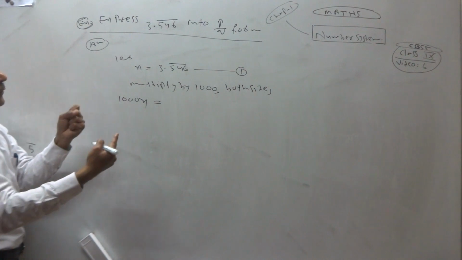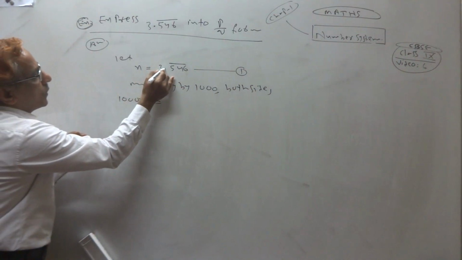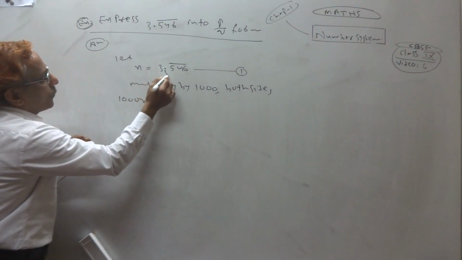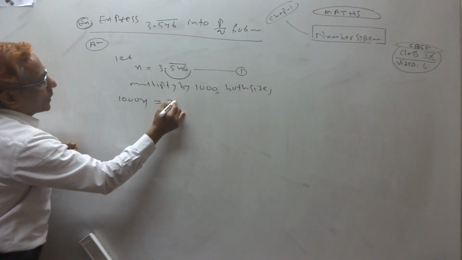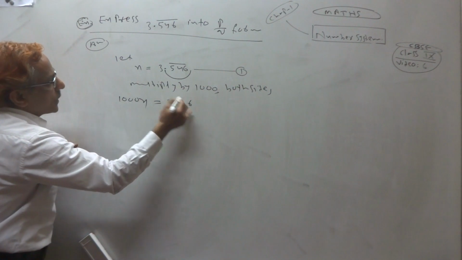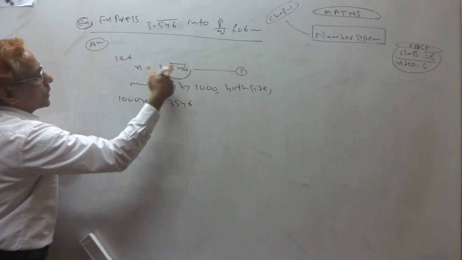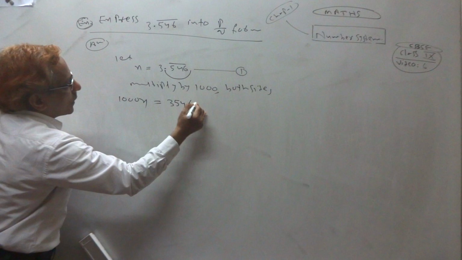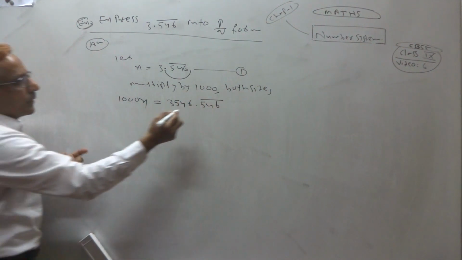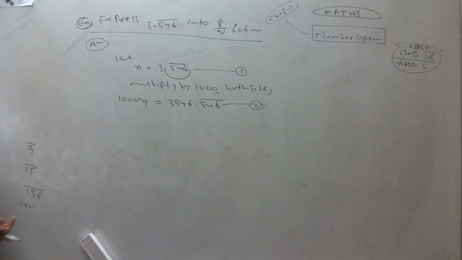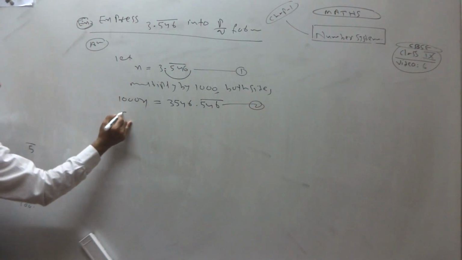What happens, you know now? When you multiply by 1000, this decimal will move here after 3 places. So it becomes 3, 5, 4, 6, and then the decimal, and 546 bar, same thing. This is the second equation. Then what we do? Subtract.